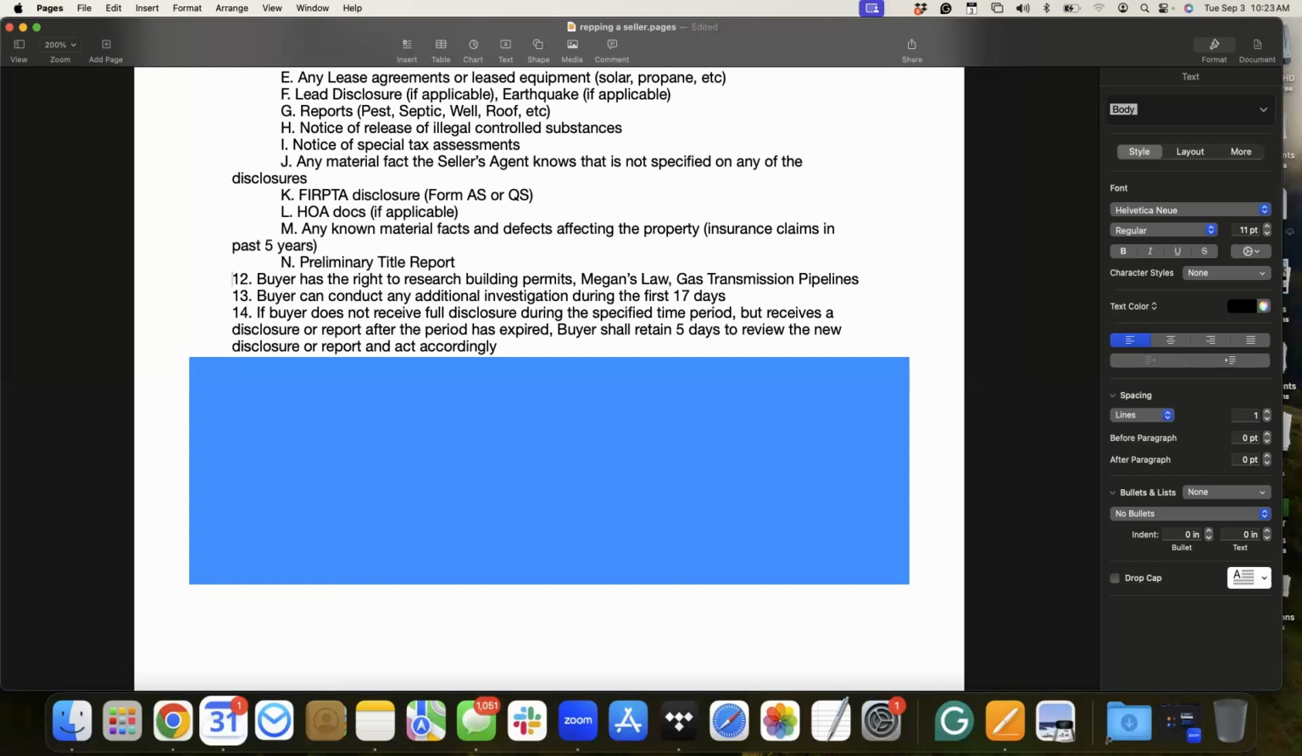So we've had sellers that get tired of buyers constantly coming back with more and more inspections and inspectors. You've got to tell your seller, too bad. You can't block them. You can't prevent the buyer from doing their due diligence.